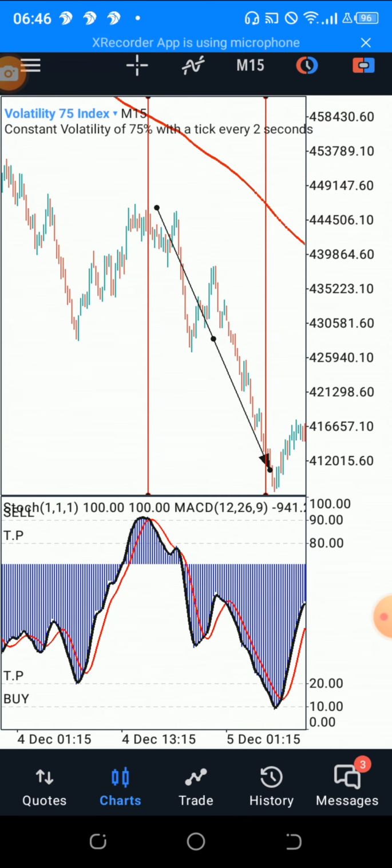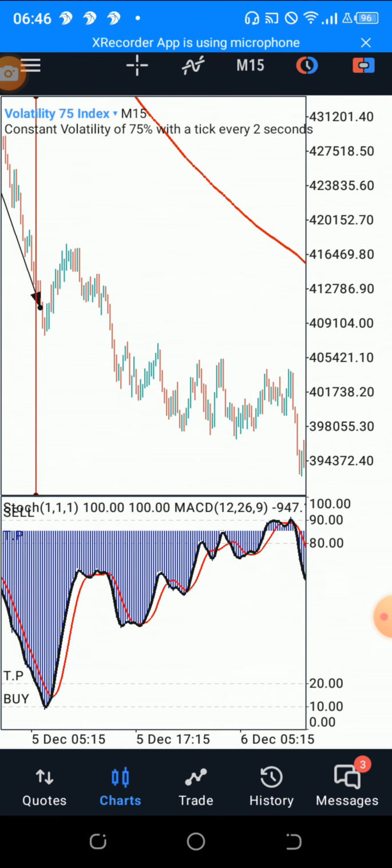So that's basically how we enter our trade and how we also exit our trade. That's how simple it is to use this strategy. So let's look for another opportunity.